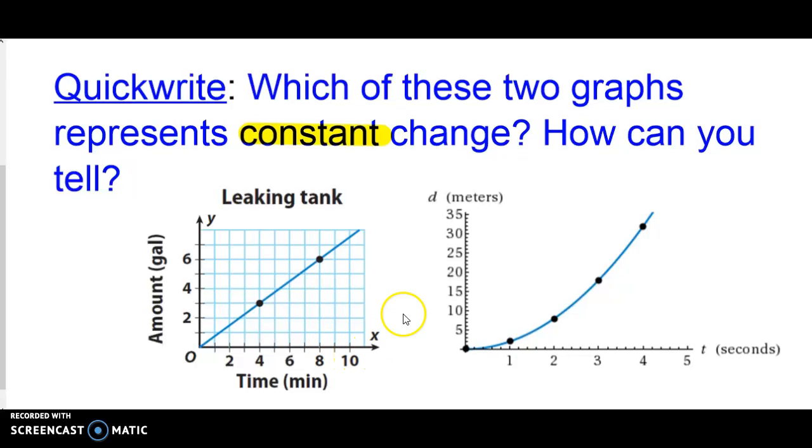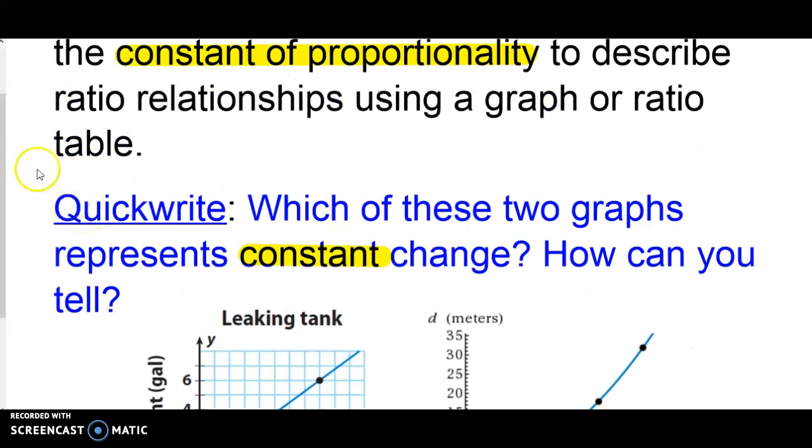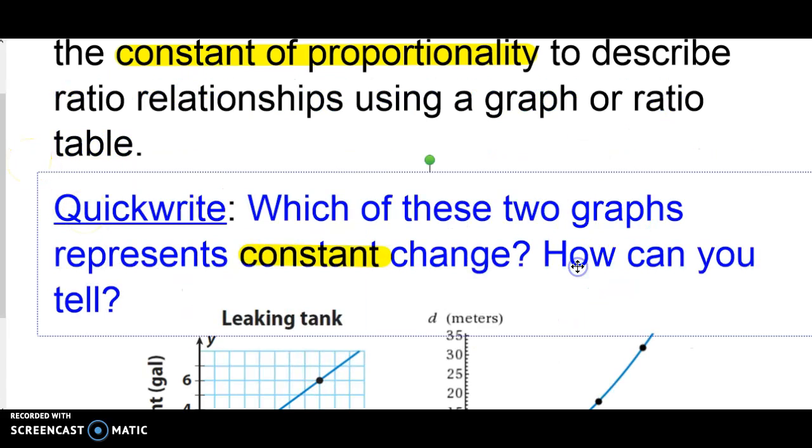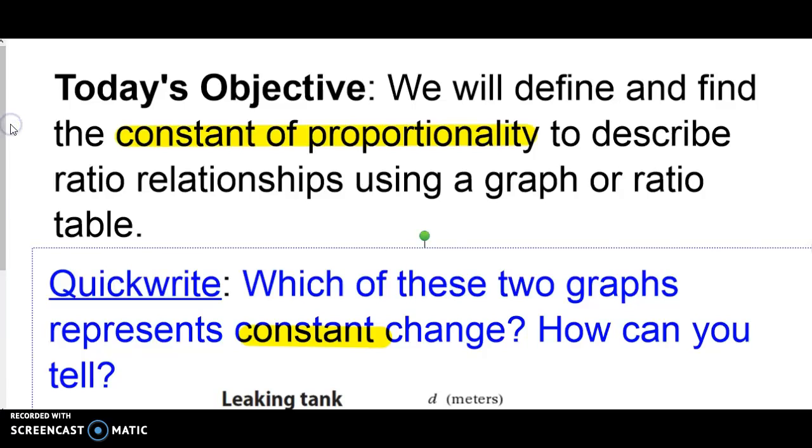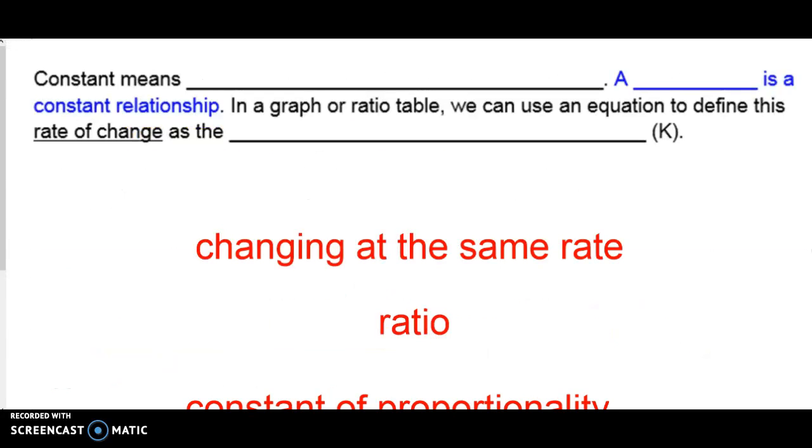of students talking about how the scenario on the left with the leaking tank and the straight line is showing constant change, whereas the scenario on the right showing distance over time is showing acceleration. And then we would go over our objective for today, which is we will define and find the constant of proportionality to describe ratio relationships using a graph or ratio table.